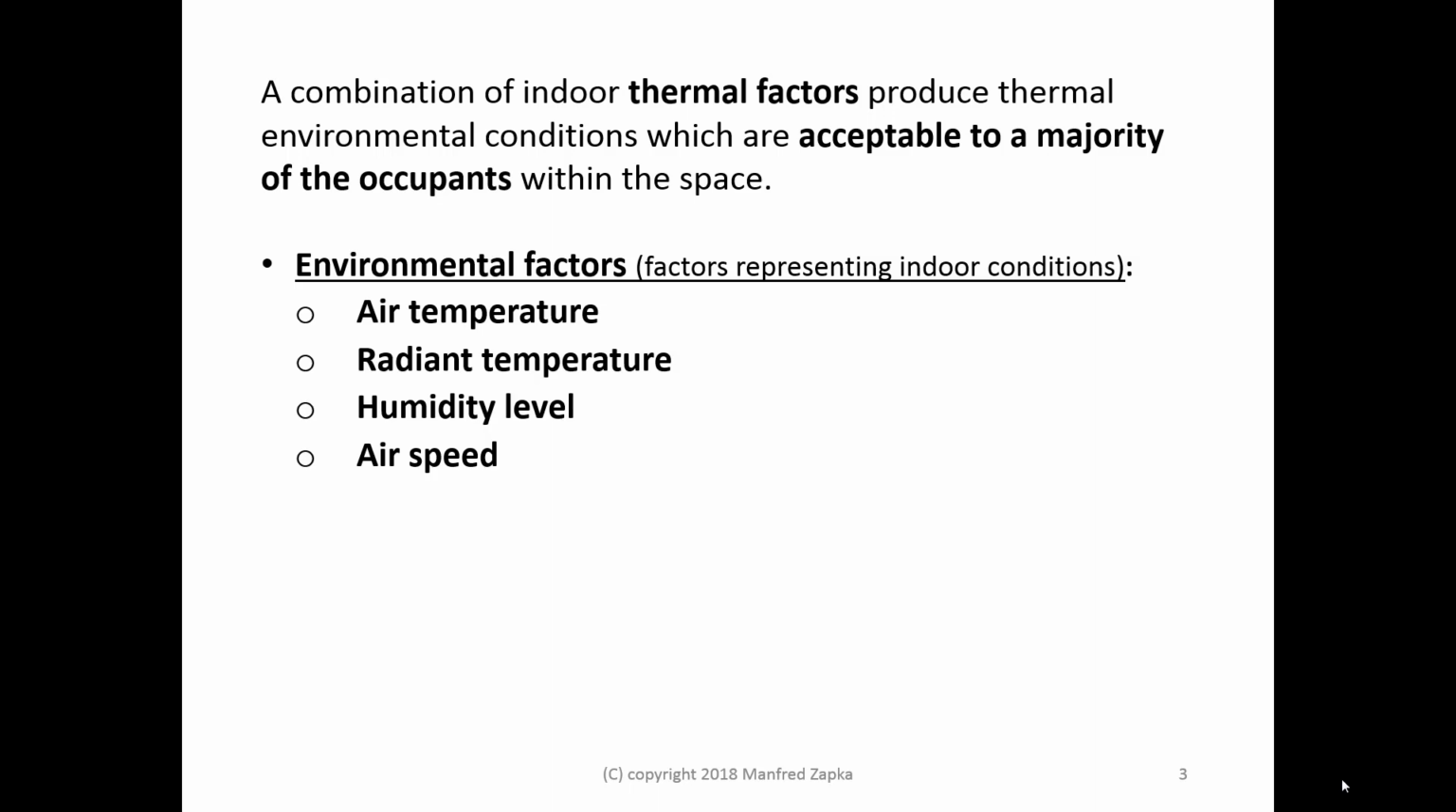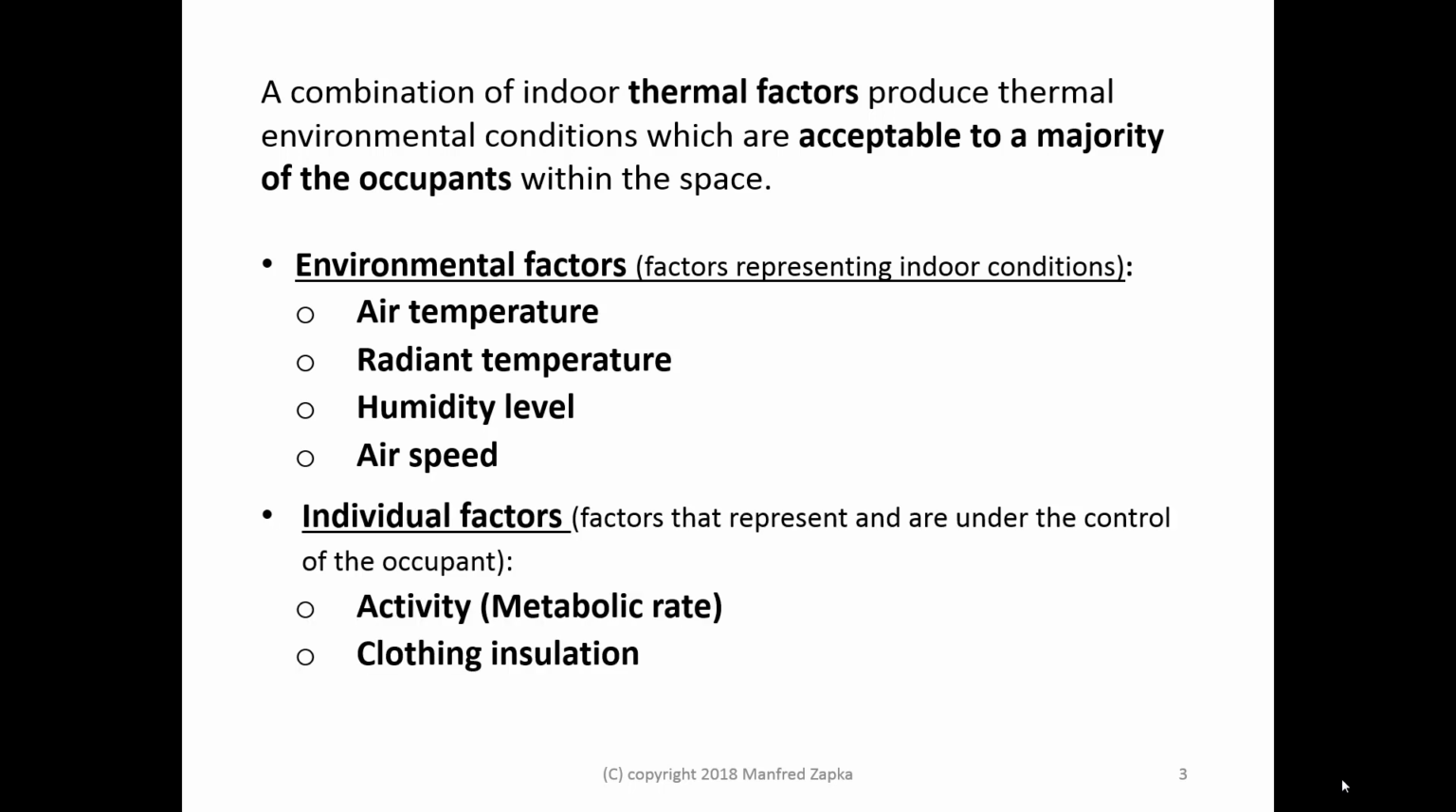One is the environmental factor, which is factors representing the indoor conditions. This means if we have multiple people inside of an internal space, these environmental factors apply to all of them. The next one would be individual factors, and these are factors that represent and are under the control of the occupant. This also includes the activity, metabolic rate, and clothing insulation.